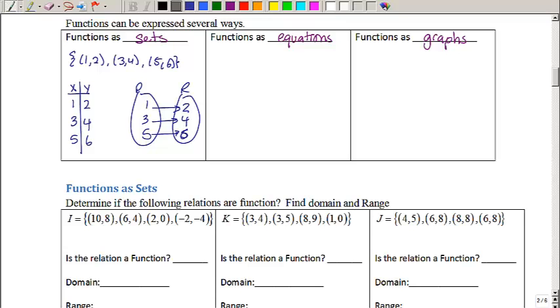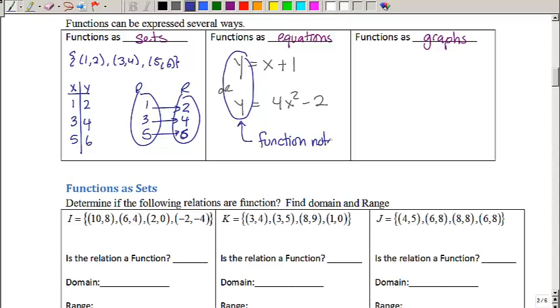Functions can also be expressed as equations. For example, y equals x plus 1, or another example would be y equals 4x squared minus 2, and so on and so forth. Some equations are functions, some equations are not functions, and we'll be talking a little bit about how we're going to be changing the notation here. We're going to be using function notation, and we'll learn about that in just a few minutes.